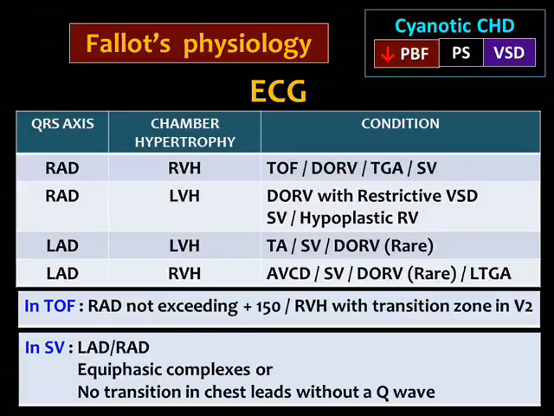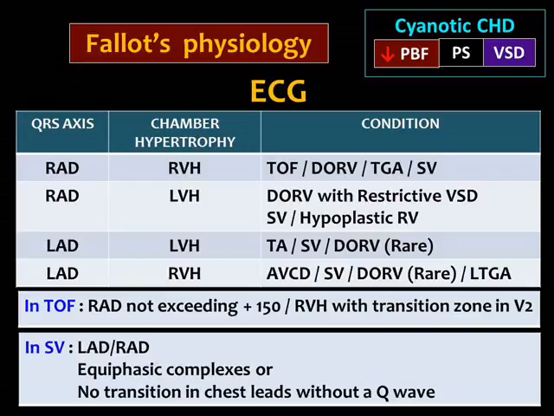Now let's come to the ECG. In cyanosis with decreased pulmonary blood flow, the ECG shows RVH in the majority of cases. Of these patients with RVH, most have right axis deviation as in TOF, DORV, TGA, single ventricle, pulmonary atresia. But in TOF, the right axis deviation usually does not exceed plus 150 degrees and the RVH is seen with early transition zone in V2.